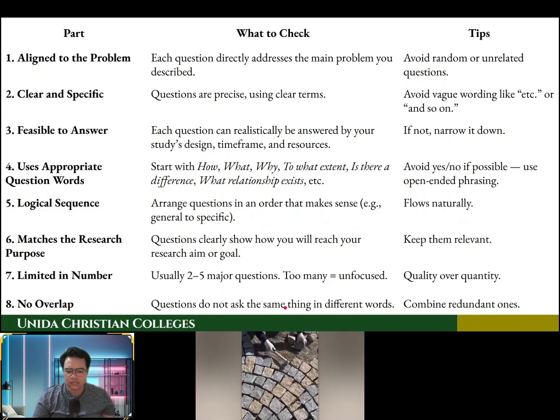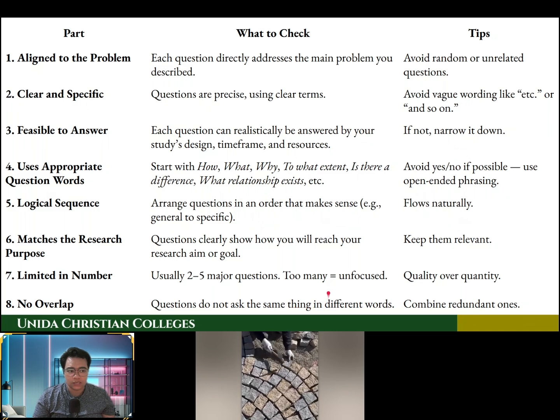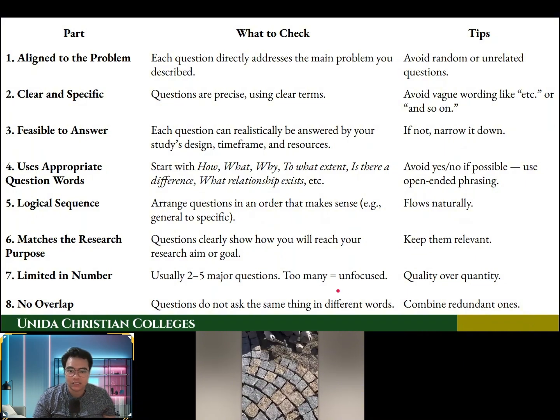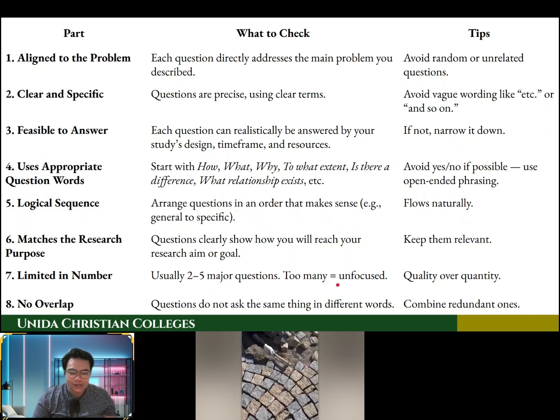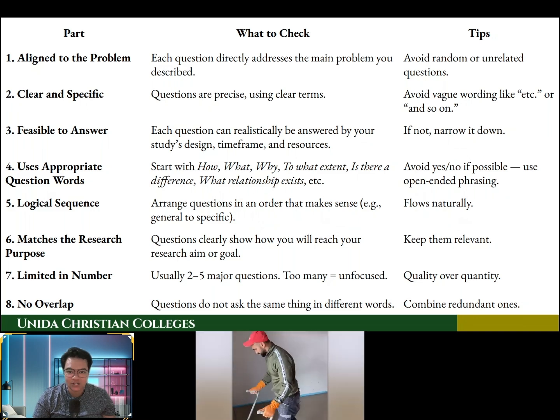Do not ask the same questions in different words. Sometimes students ask, for example, in what ways do smartphones affect students' sleep? And then their second question is, how do smartphones affect students' sleep? Di ba parang same lang yon, in what ways and how. So, parehas lang siya, paano.